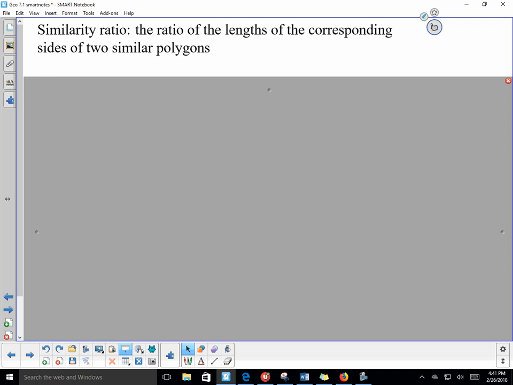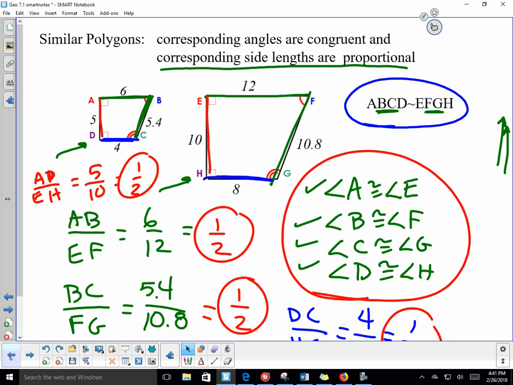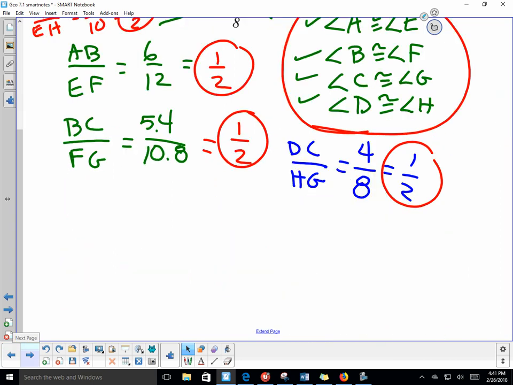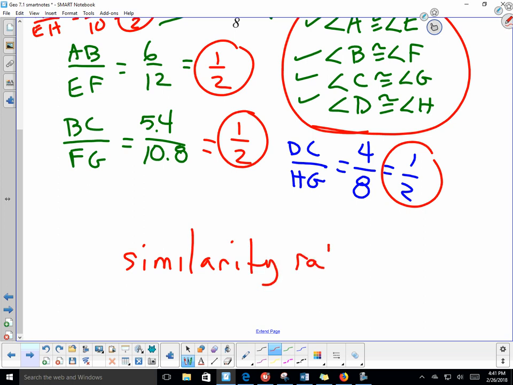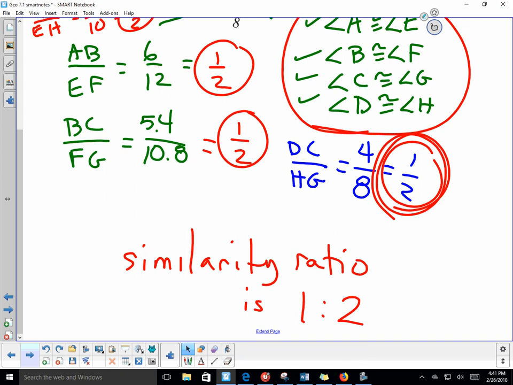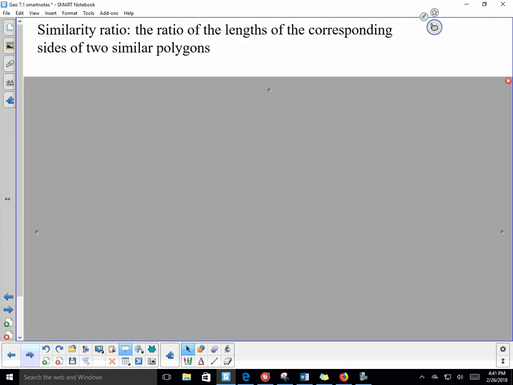The similarity ratio is the ratio of the lengths of the corresponding sides of the two similar polygons. So if I go back to this picture for a minute, the similarity ratio for these two quadrilaterals is going to be 1 to 2. We're getting that because of the fraction that each of the pairs of sides reduce to. 1 is to 2. So that's a similarity ratio.